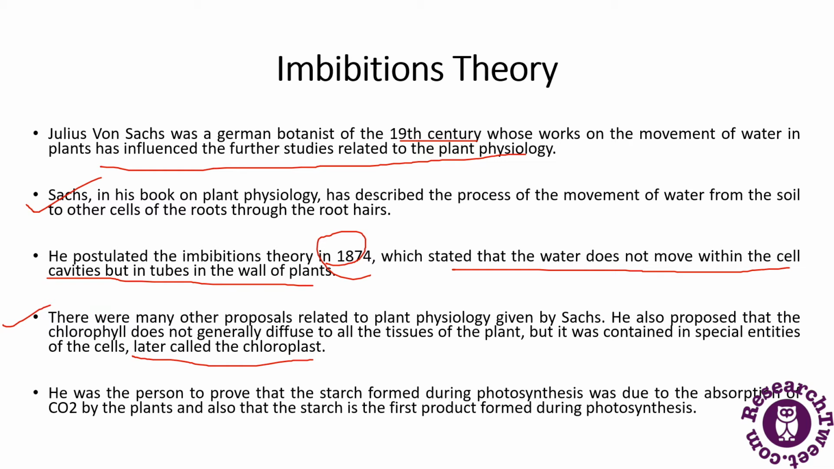He was the one person who proved that the starch formed during photosynthesis was due to the absorption of CO2 by the plants, and also that starch is the first product formed during photosynthesis. So he gave a big experiment on imbibition theory. He also coined the term chloroplast, and he described the movement of water from the soil to other cells. So this was all about the imbibition theory.